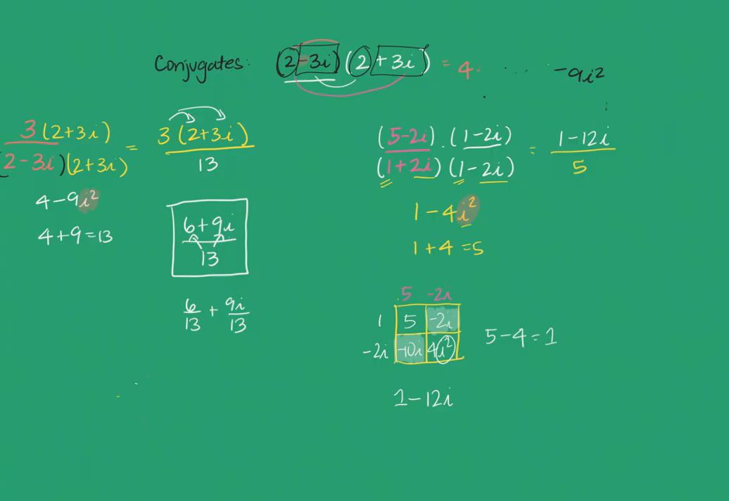If you are to write this in standard form, a plus bi, we need to split this up. So we're going to send a 5 to the 1 and to the negative 12. We're going to write this final form as 1/5 minus 12i over 5.